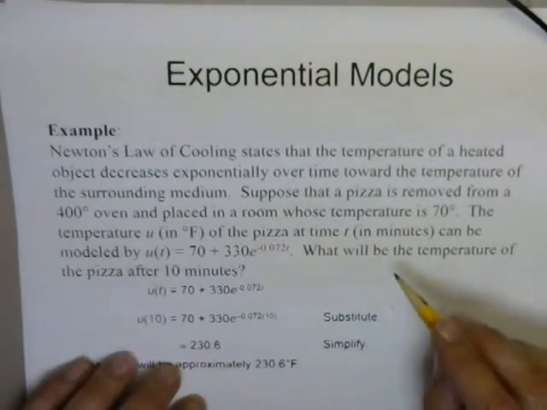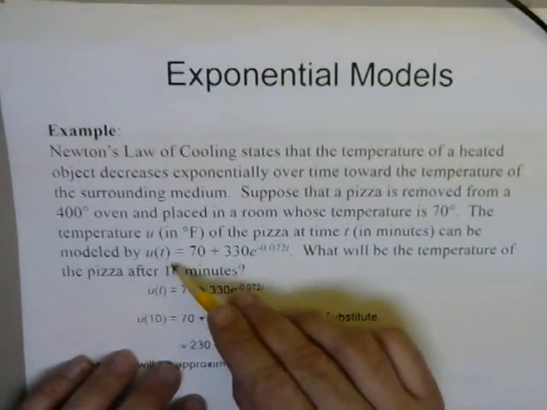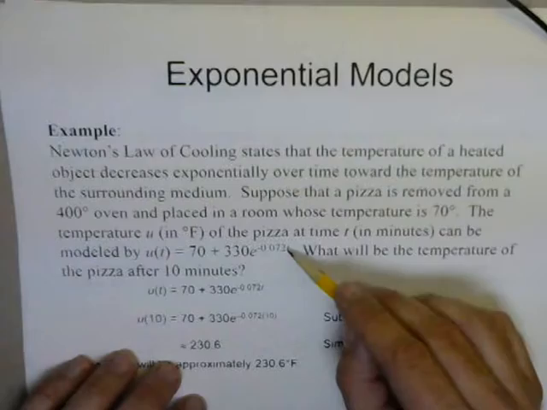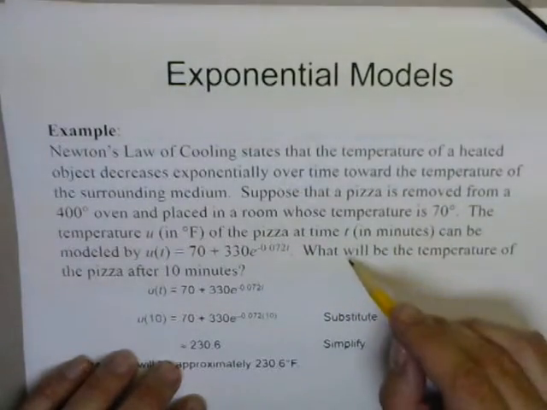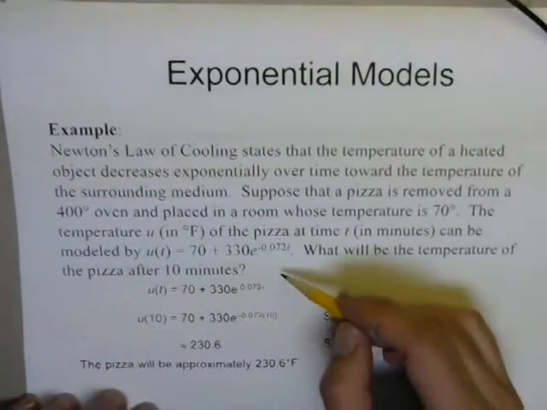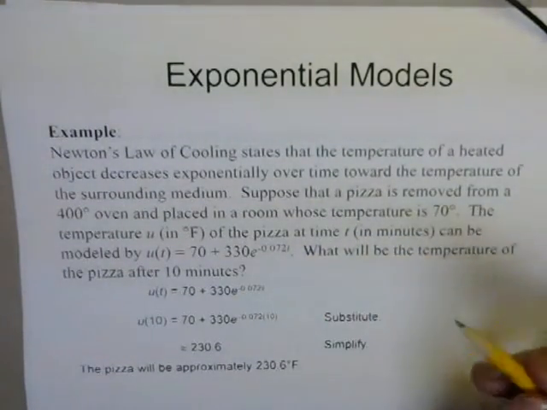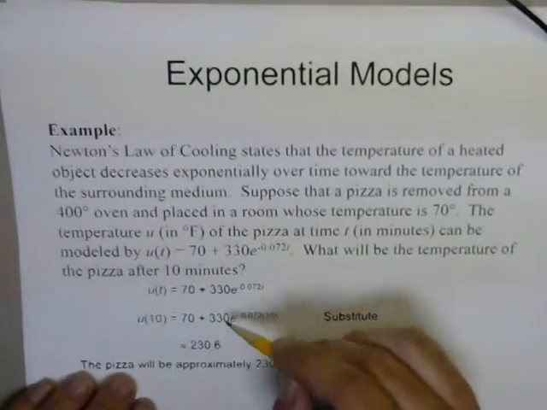But what we're asking here then is, so this equation basically gives you the temperature of the pizza at time t after you've taken it out of the oven. So the question is, what will be the temperature of the pizza after 10 minutes? Well, all you have to do then is just put 10 into the equation, assuming that this t is supposed to be in minutes, and then simplify that, right?